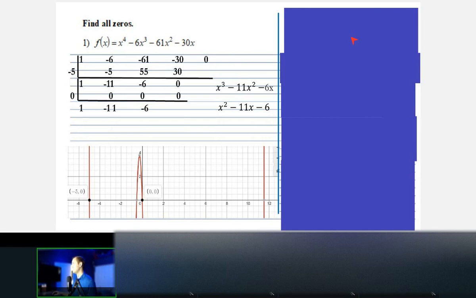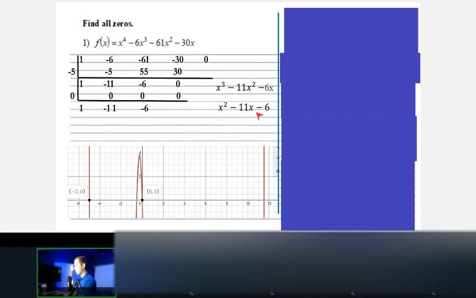So it is my hope that everyone was able to get to this step without my intervention. So all of you should have got to here. All of us confirm that -5 works and 0 works. And we reduce the polynomial by those two factors. So everyone should be here. Looks like most of you are. So we're at x squared minus 11x minus 6.